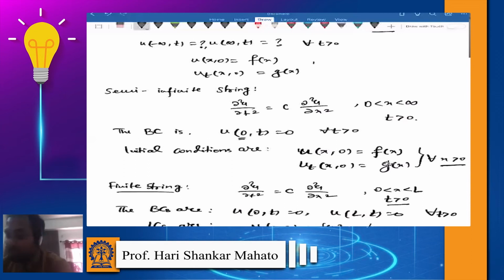All right. So you see how we can implement the initial or boundary conditions. In case of an infinite string, we really didn't have any boundary condition. We only had the initial conditions. But in case of a semi-infinite string, we had one boundary condition and two initial conditions. Whereas in case of a finite string, we can have two boundary conditions and two initial conditions. So depending on the physical situation or the context in which you are working, you can have these types of boundary conditions.